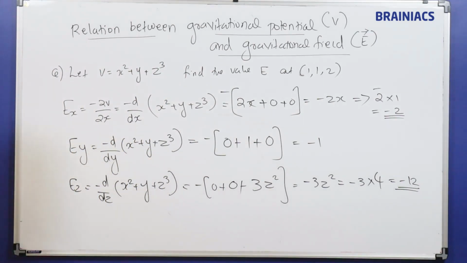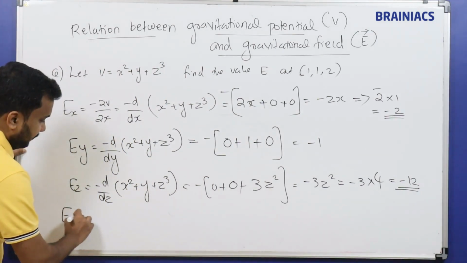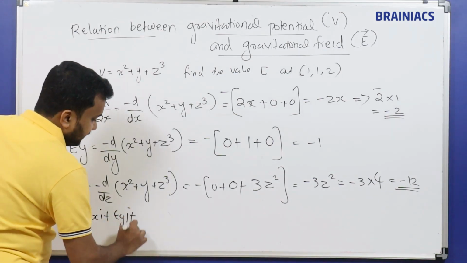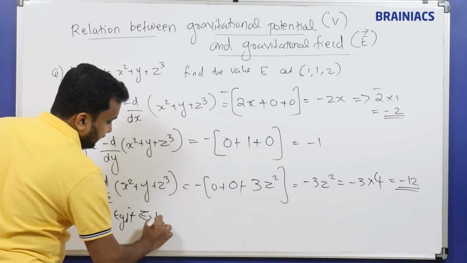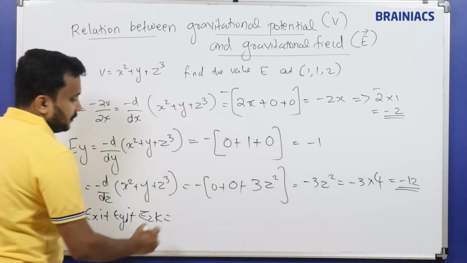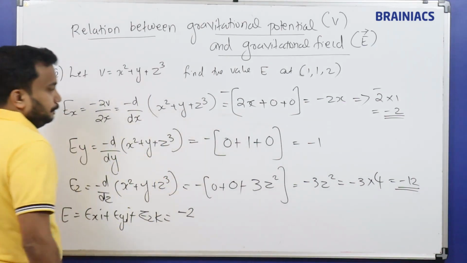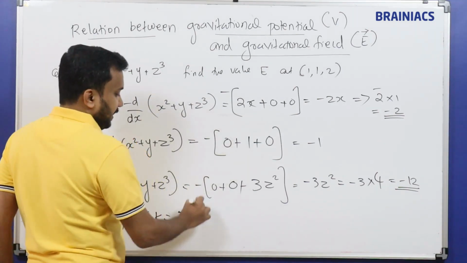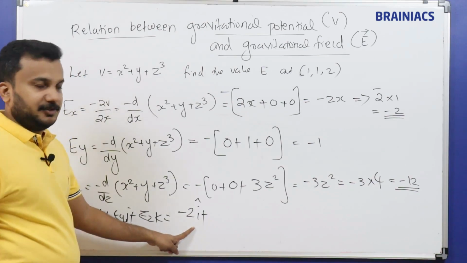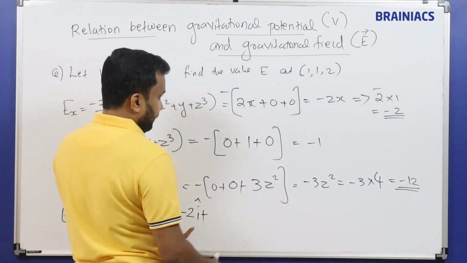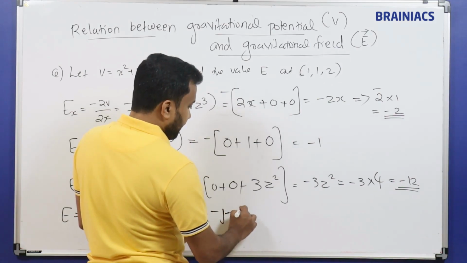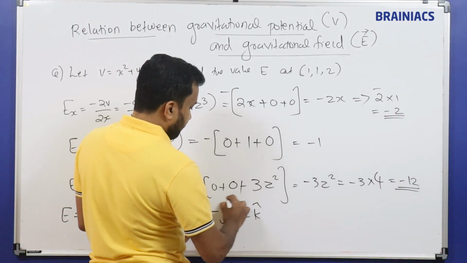So the value of the field is E equal to Ex i plus Ey j plus Ez k. We'll substitute these values. So minus 2 i cap, the unit vector, since the vector terms are i, j, k. So minus j and minus 12 k cap.